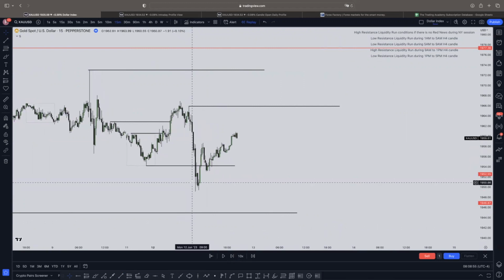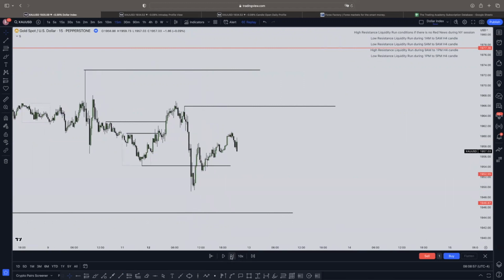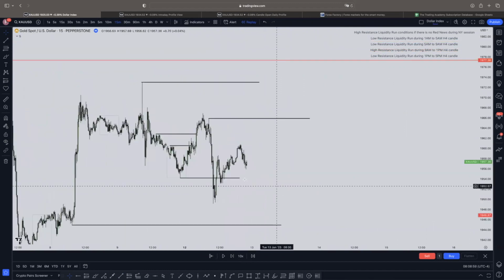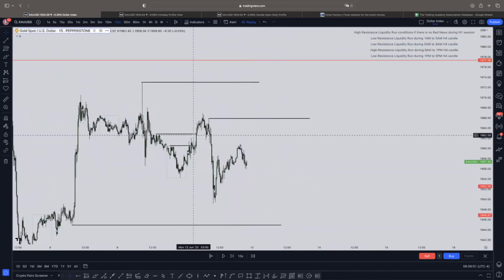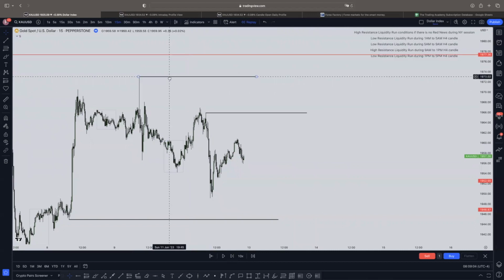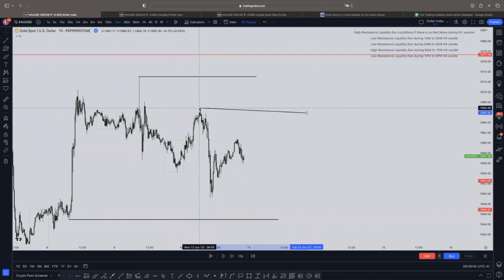There you go. And that's the end of day buy. Low of the day formed, right? Okay. Let's see. Next one. We have the high still. We have this over here as a previous day high.